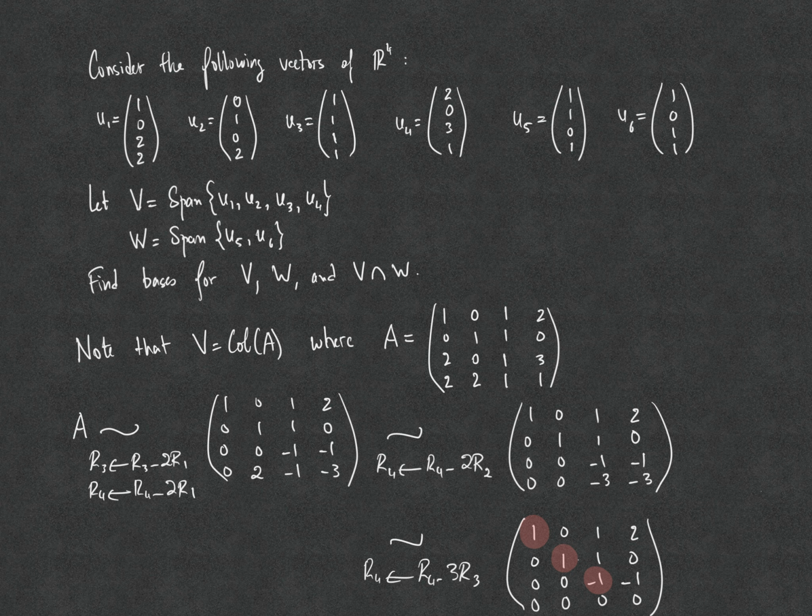Now, it is clear that the vectors U5 and U6 form a basis for W because the set U5, U6 spans W by definition of W, and the set U5, U6 is linearly independent since it's a set of 2 vectors and none of them is a multiple of the other.